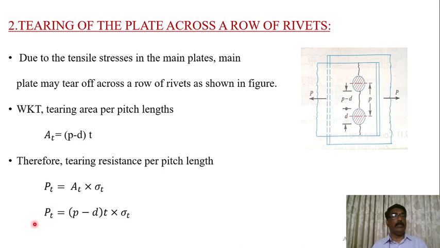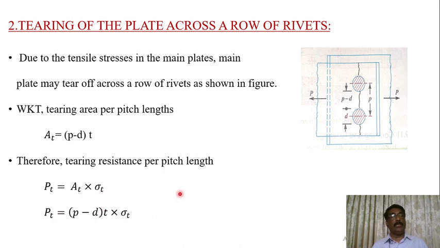That resistance is known as the tearing resistance. It is also sometimes referred to as the pull required to tear off the plate. About the units, this tearing resistance should be in Newton, and P is the pitch in millimeter, D is the diameter of the rivet hole, which should also be in millimeter, and this is the thickness, also in millimeter, and the permissible tensile stress sigma T is in Newton per mm square. When multiplied, mm square cancels out, so the remaining unit is Newton, and that's why the tearing resistance is expressed in Newton, because it is a load.